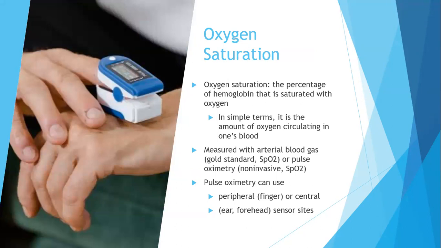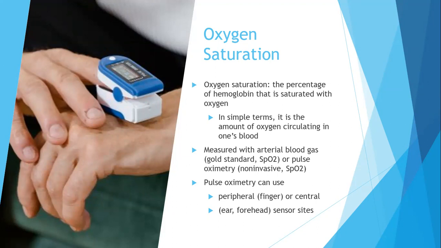For oxygen saturation, it's the 5th vital sign, we're going to call it that. It's not one of your standard ones, but it's one that we use a lot in rehab in the clinic. And O2 sat is the percentage of hemoglobin that's saturated with oxygen, and it's expressed as a percentage. So it's 90%, 100%. In simple terms, it's the amount of oxygen circulating in the blood.